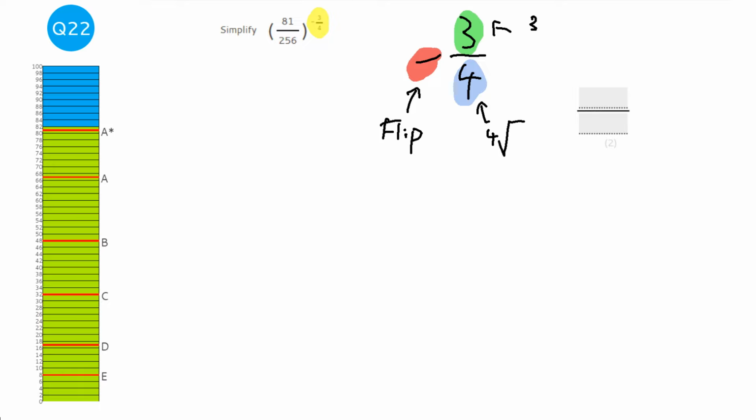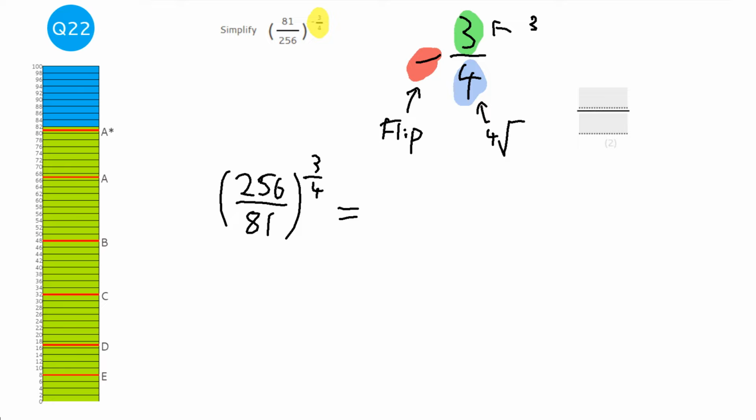Any number, 6, 7, 8, 9, 100, 1000, is just that number over 1. So when we flip it, it becomes 1 over that number. It's a fraction already, so all we need to do is flip it. So 256 over 81. That's dealt with the negative, but we've still got the 3/4. That's not bad for a first step.